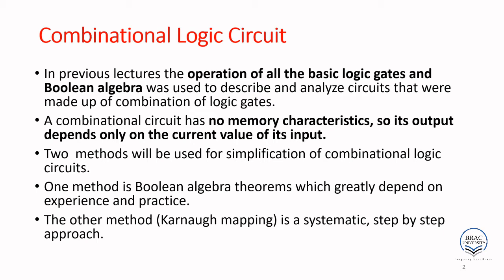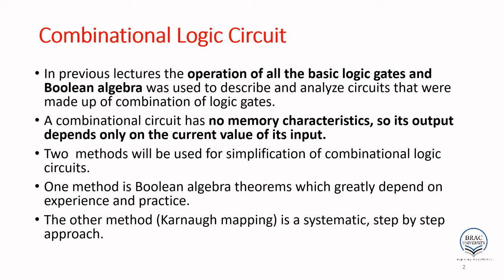In the previous lecture, the operation of all the basic gates and Boolean algebra was used to describe and analyze circuits that were made up of a combination of logic circuits. A combinational circuit has no memory characteristics, so its output depends only on the current value of the input. Two methods will be used for simplification of combinational logic circuits.